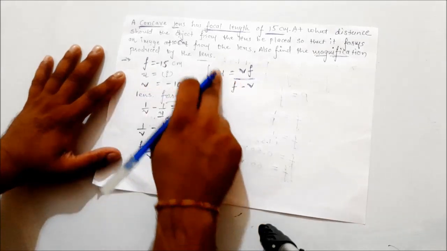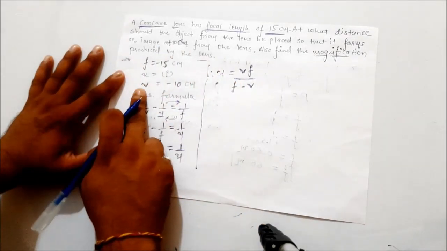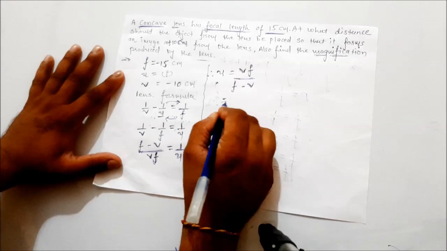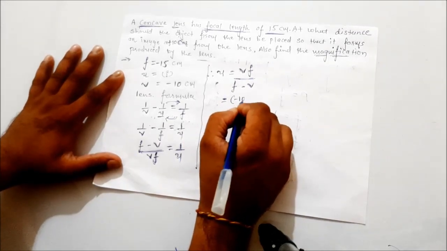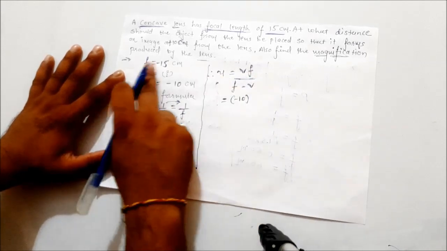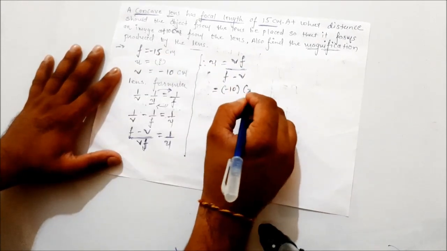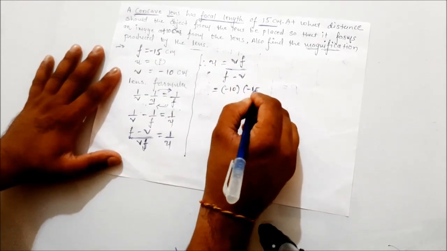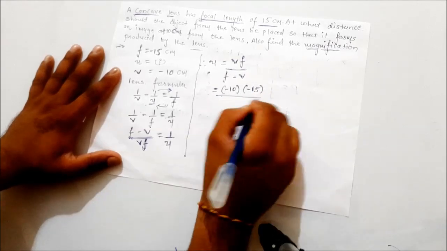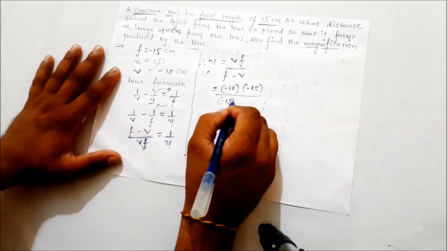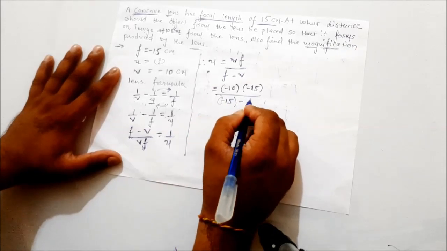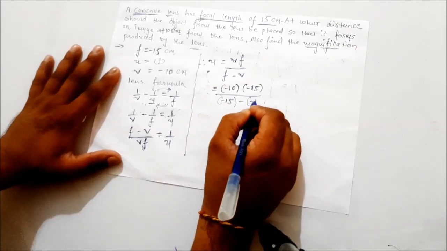Now from the given data, what is v? Value of v we have, that will be minus 10. Value of f we have, that is minus 15. So f is minus 15, minus value of v, it will be minus 10.